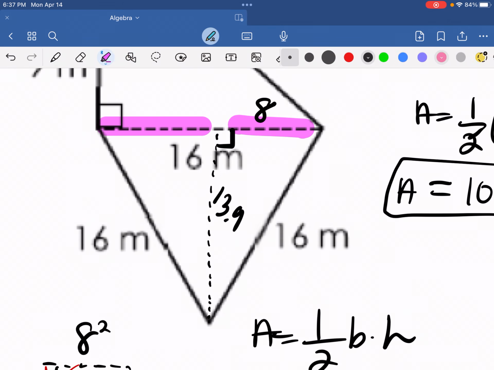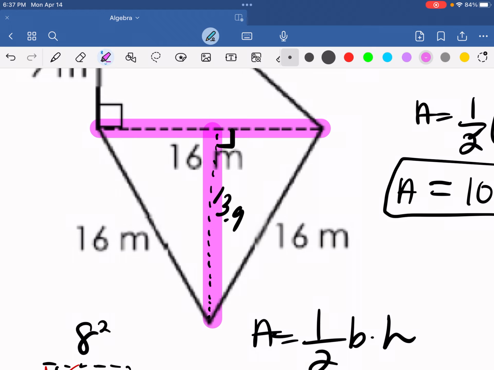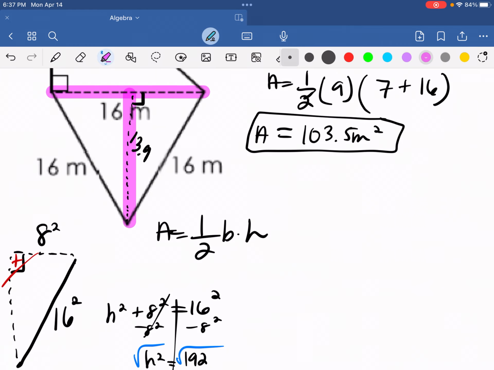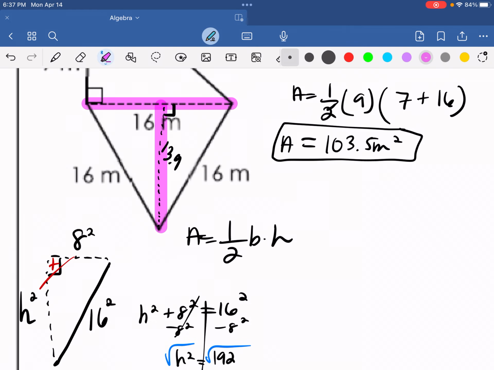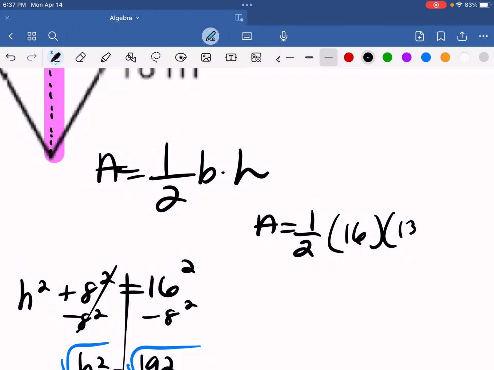So again, the base, now don't get confused. We're not using 8 anymore as the base. The base of the triangle is 16 and the height is 13.9. So those are the two numbers that you get to use in the formula because we care about the big triangle now. We did cut it in half to make two small triangles, but we care about the big one. 1/2 base, 16, and height, 13.9.